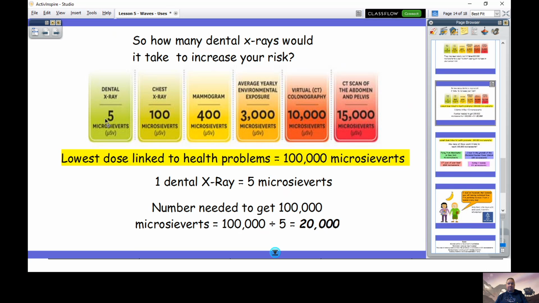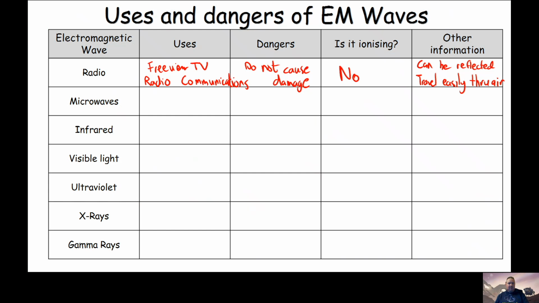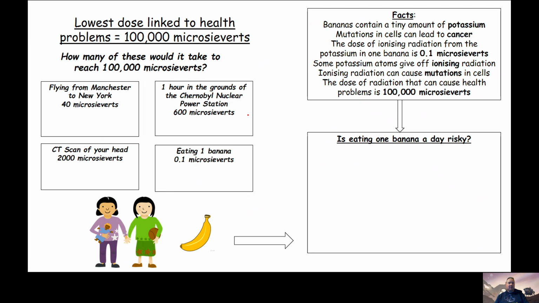So what I want you to do is have a look at some other ways you could get exposed to ionizing radiation, and I want you to try and figure out how dangerous they are. How many of these different things would it take to reach 100,000 microsieverts? And this is the second page of your worksheet. So if we look at the second page of the worksheet, after the table we filled in, I want you to look at how many of each of these it takes to reach 100,000 microsieverts.